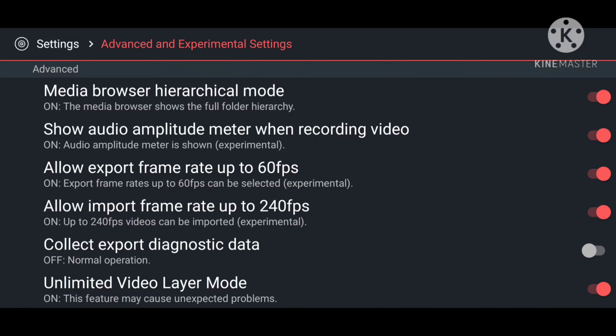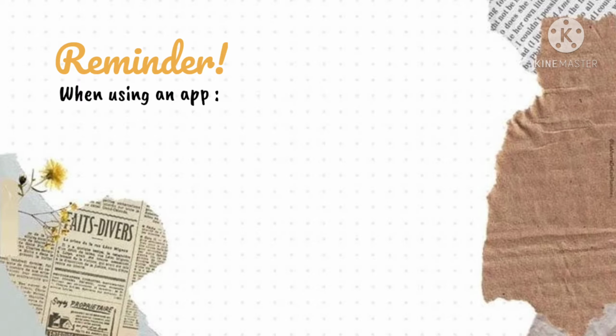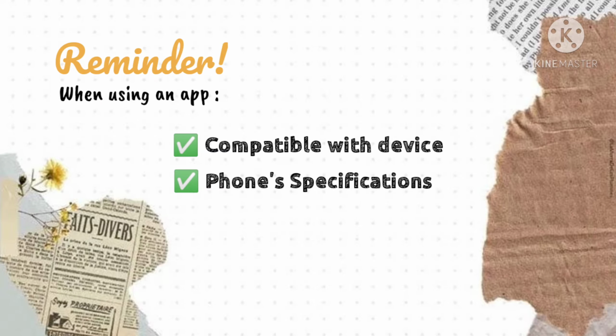And we're done setting up our settings. Just take note that if your phone gets laggy while editing, just turn off those features. And just a reminder, when using an app, make sure it's compatible with your device. Know your phone's specifications and limitations to prevent unwanted change on your phone's performance.